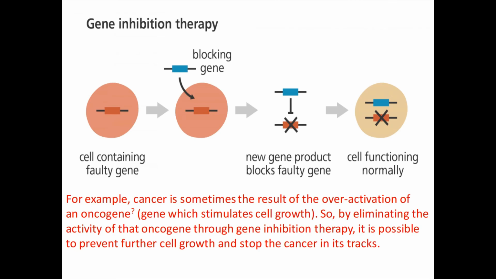Cancer is an example for this. Cancer sometimes results in the overactivation of an oncogene. So this is a cell containing a faulty oncogene. This will stimulate the cell growth. By eliminating the activity of this oncogene through a gene inhibition therapy, a blocking gene is inserted into the oncogene cell by which it will block the gene product of the faulty gene. This will result in the normal functioning of the cell, and it is possible to prevent further growth of the cell and stop the cancer in its track.